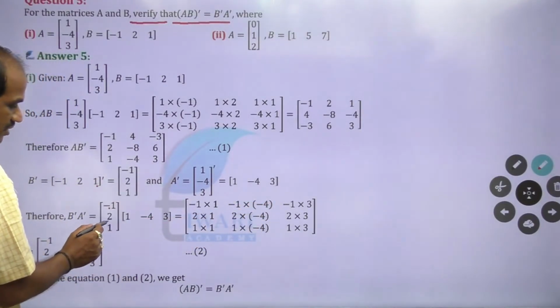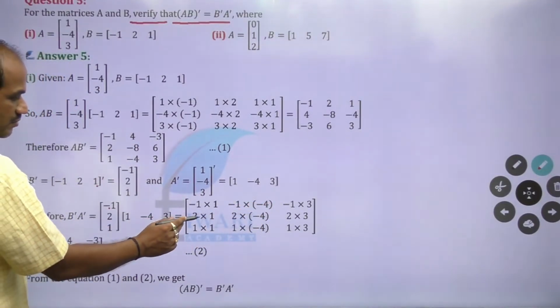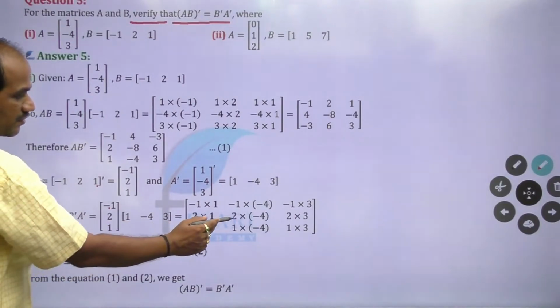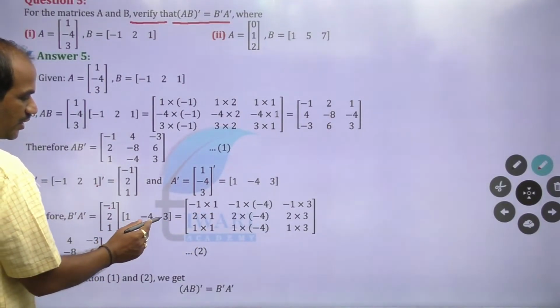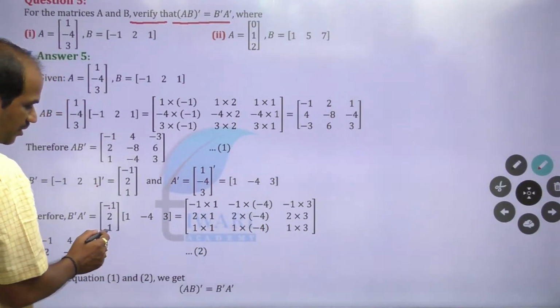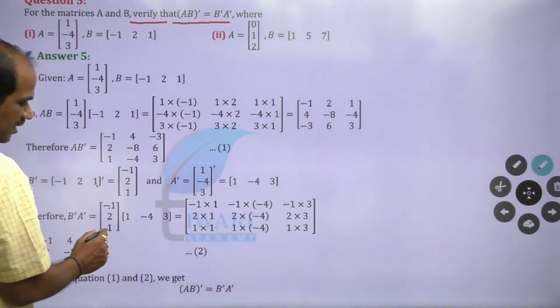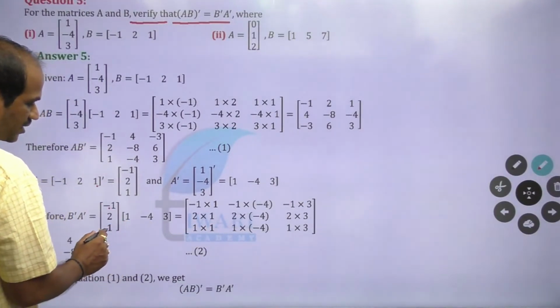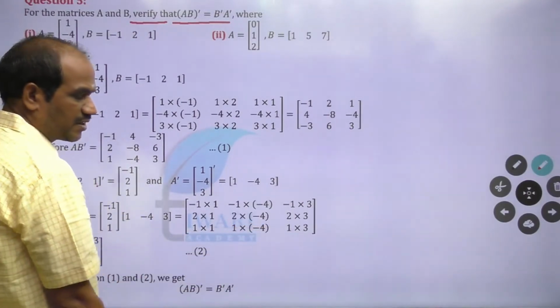Next, second row: take second row, 2 into 1. Next value, 2 into minus 4. Next value, 2 into 3, okay. Next value, 1 into 1. Next, 1 into minus 4. Next, 1 into 3, okay, this matrix.